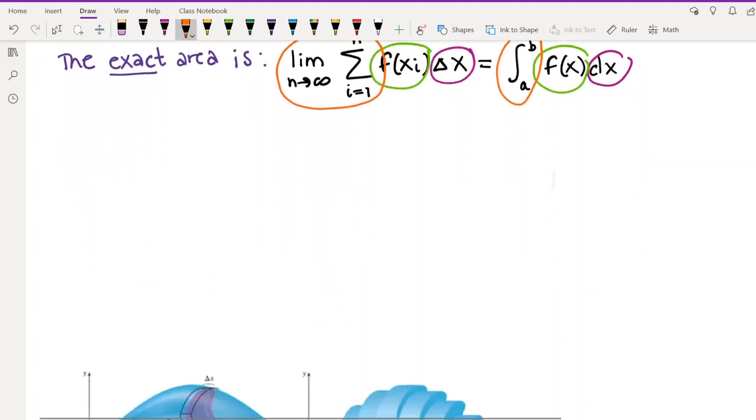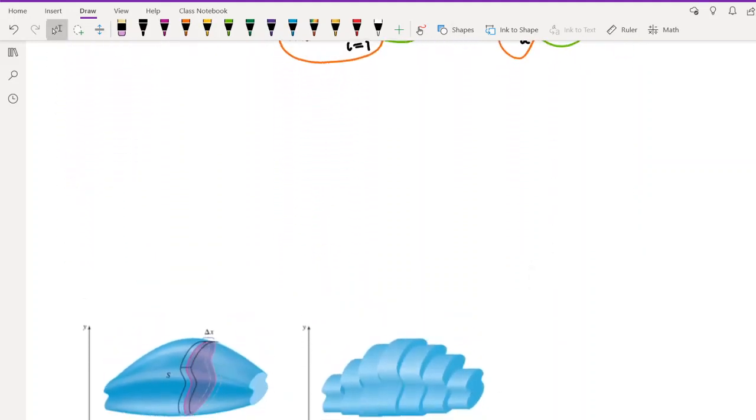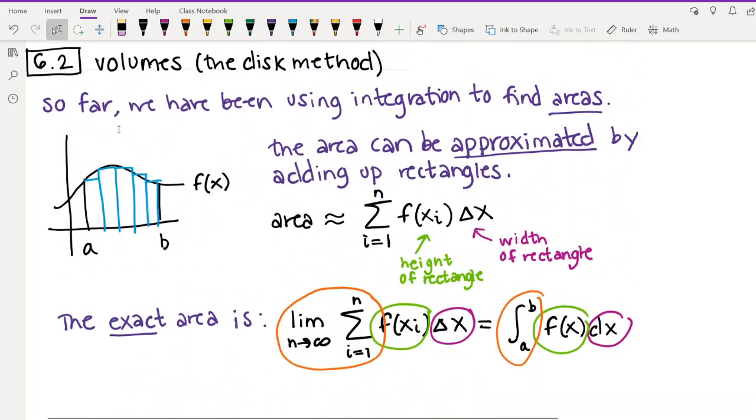Okay, so now let's talk about volumes. So maybe before even getting into the similar thing for volumes, what's the difference between area and volume? So area is a two-dimensional measurement, right?